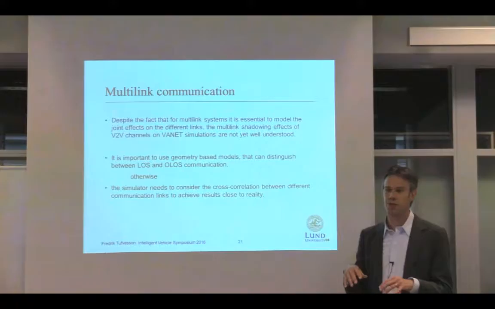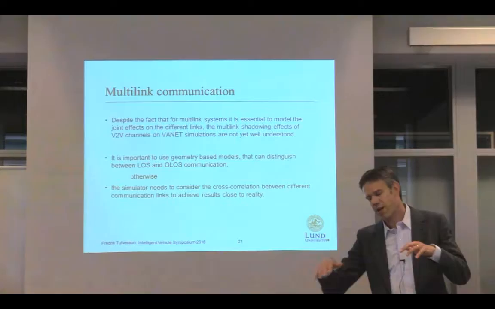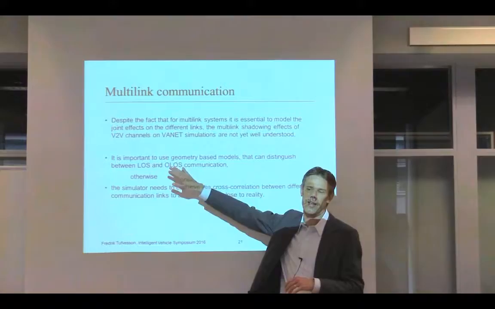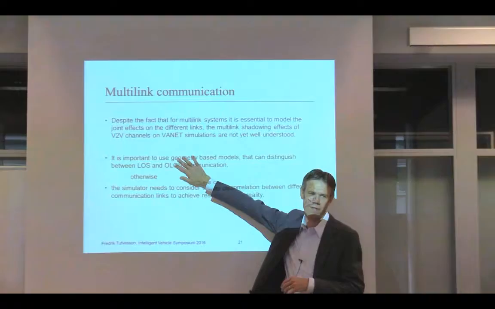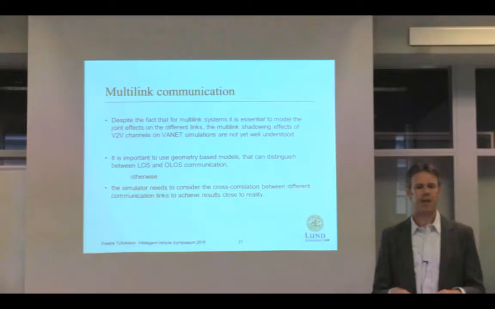And I would say when talking about networks of nodes, it's really important to have some kind of geometry-based model behind the simulation. Because, as you have understood, the line of sight and non-line of sight or obstructed line of sight, it's really important that we can distinguish those. And they will actually give correlation between the link behaviors. If we don't take the geometrical information into account, we need to consider cross-correlations between all the links because they tend to be shadowed pairwise or shadowed together.